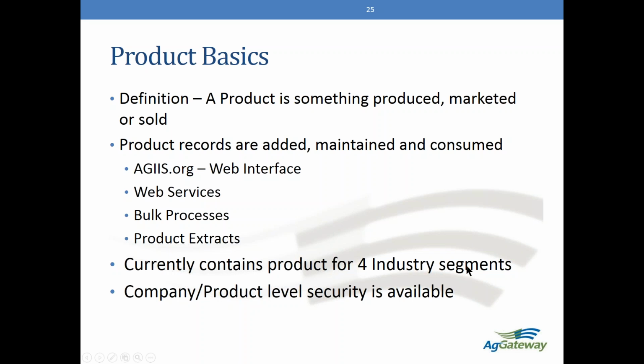There is company product level security. This allows companies that are loading products into AGIIS to say who they want to view that product. In some cases, if there's agency products or there's certain companies that they don't want to sell to, they can set that security at a company or product level.